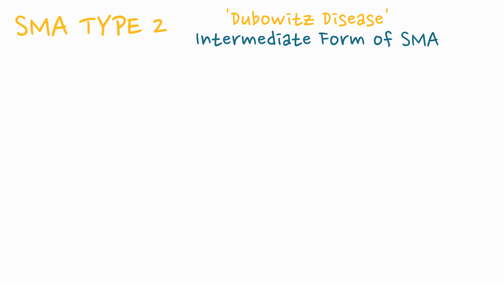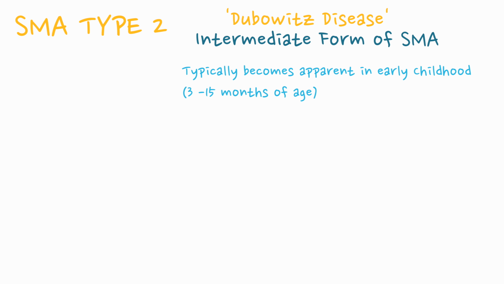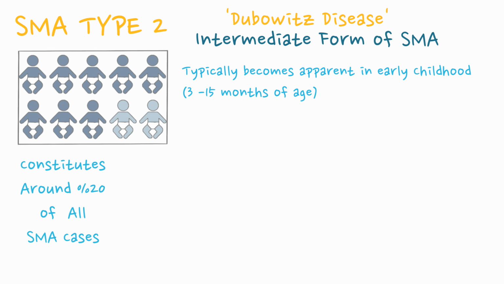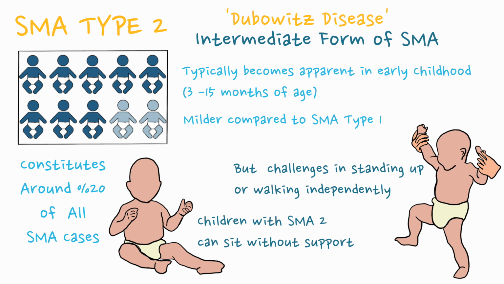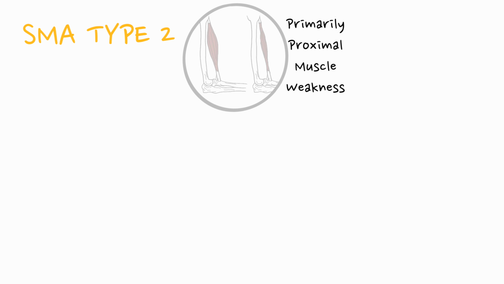SMA type 2, also known as Dubowitz disease, represents an intermediate form of SMA that typically becomes apparent in early childhood, usually between 3 and 15 months of age. It constitutes around 20% of all SMA cases and is milder compared to SMA type 1. Children diagnosed with SMA type 2 can sit without support, but they encounter challenges in standing up or walking independently. The muscle weakness primarily affects the proximal muscles, with the legs being more affected than the arms, while the face and eye muscles remain spared.